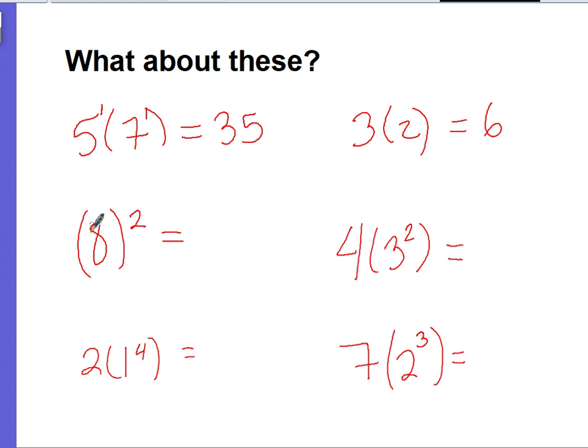So 8 to the second. The 8 is in parentheses, but there's a small 2 outside the parentheses. So this goes back to the rule that we just learned. If this is really 8 to the first power, then I'm not going to multiply 8 by 2, because this is a power being raised to a power. So this is 8 to the 1 times 2, which is really just 8 to the second power.